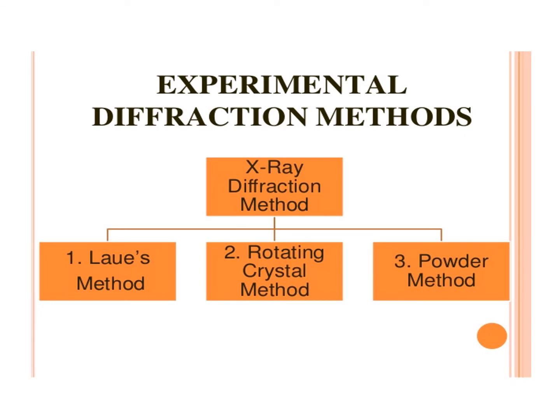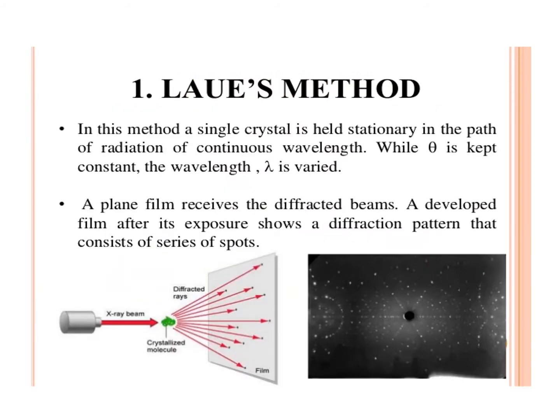Experimental diffraction methods are of three types. The first is Laue's method. Laue's method has two methods: the transmission method and the back reflection method. In this video we are going to talk only about Laue's method. In another video we'll talk about the rotating crystal method and the powder photograph method. So this is Laue's method.